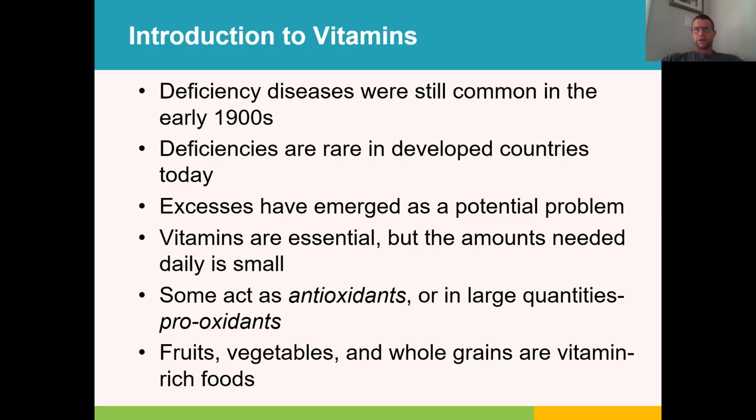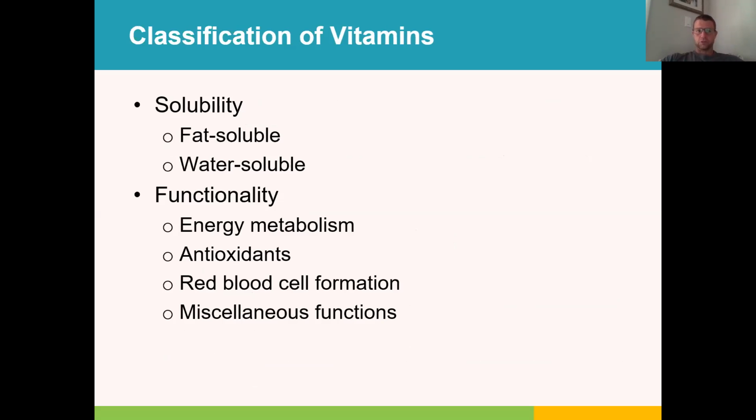And again, different vitamins are needed in different amounts. Some are needed daily, some are not needed daily. Same thing when we get to the minerals chapter. Some act as antioxidants, or in large quantities, pro-oxidants, and we'll talk about that. Fruits, veggies, and whole grains are vitamin-rich foods.